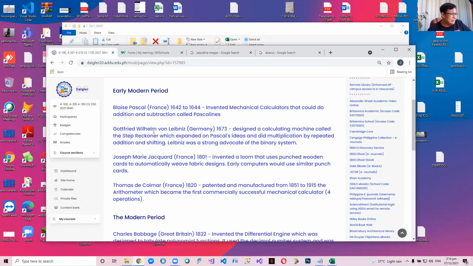Wilhelm von Leibniz, no? Physicist from Germany, designed a calculating machine called the step reckoner, which was an expansion of Pascal's idea. It's like Pascal's machine, but on top of that, it can do multiplication by repeated addition or shifting. Leibniz was a strong advocate of the binary system. Kasi during those times, people still calculate in decimal. Ang gusto ni Leibniz, convert decimal into binary because it's much easier to implement in a machine.